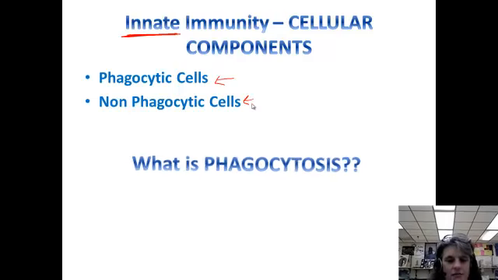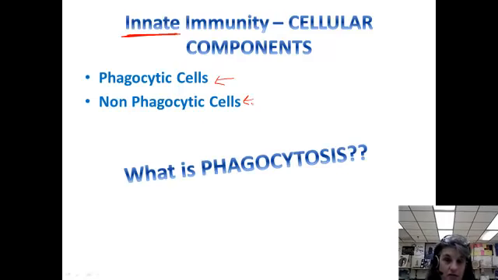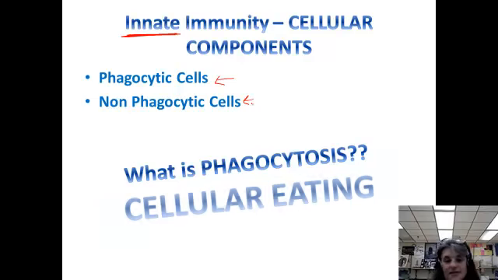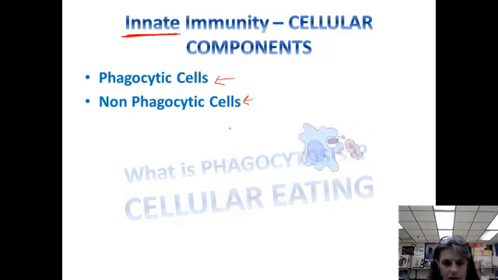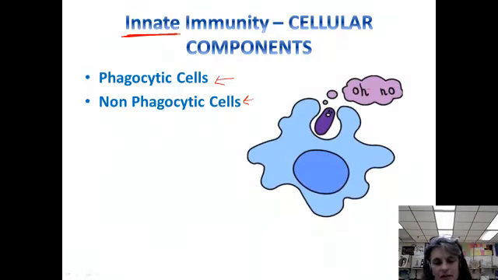Okay? Now, let's remember, what is phagocytosis? We just got through talking about this. It is cellular eating. Cellular eating. This is when we have a cell that, well, I think I have a picture. There we go. A cell is going to engulf some invader. So these are pseudopods, and they just come out and engulf this guy and encase him in a little vacuole.